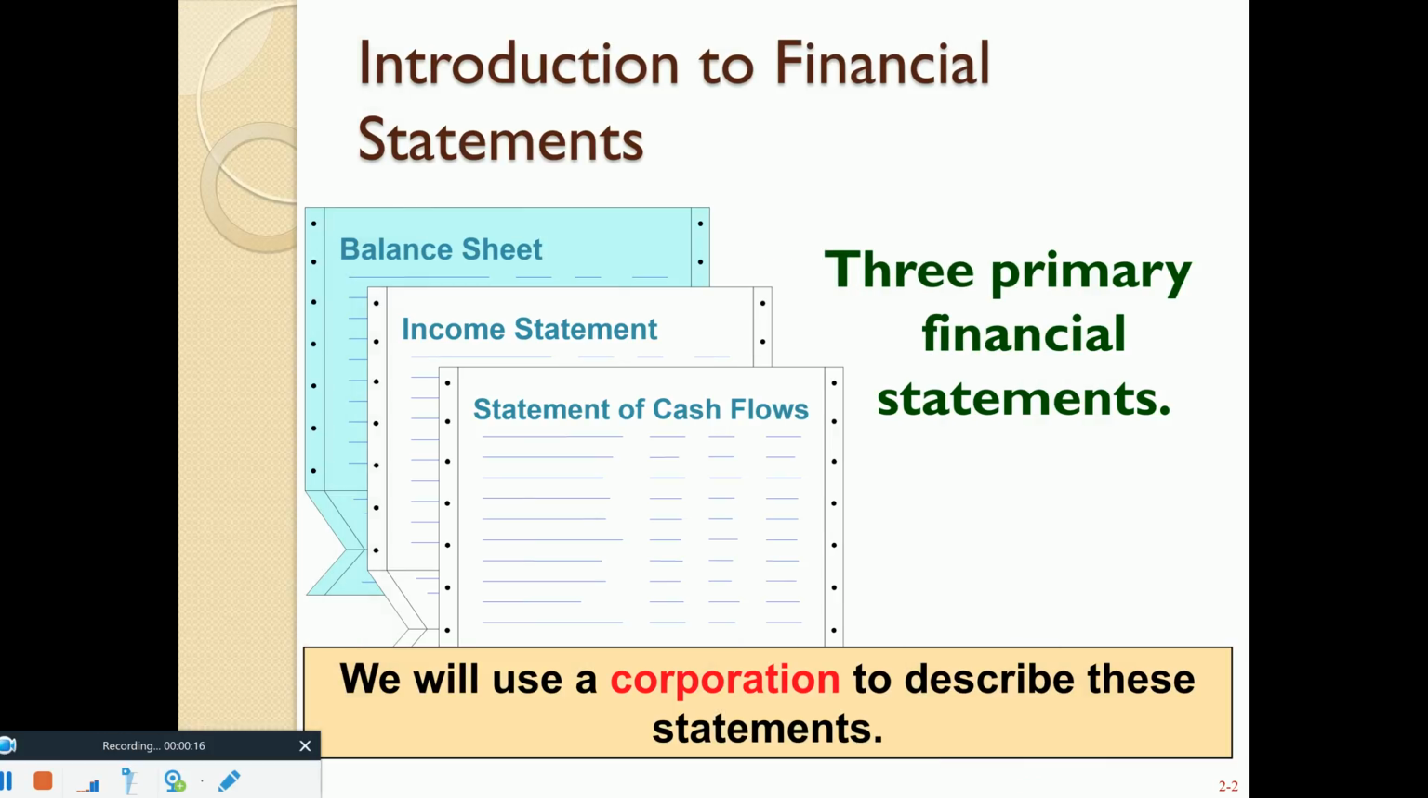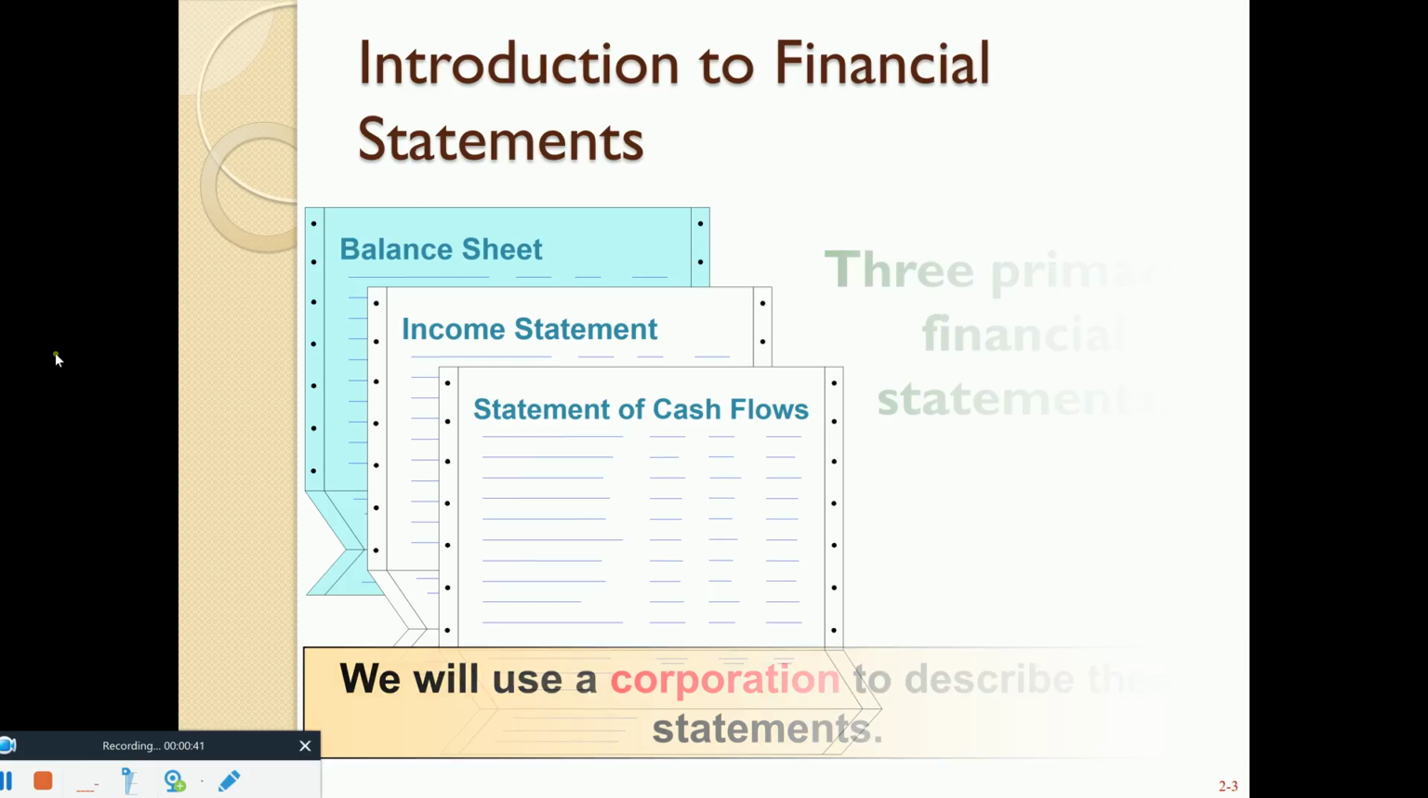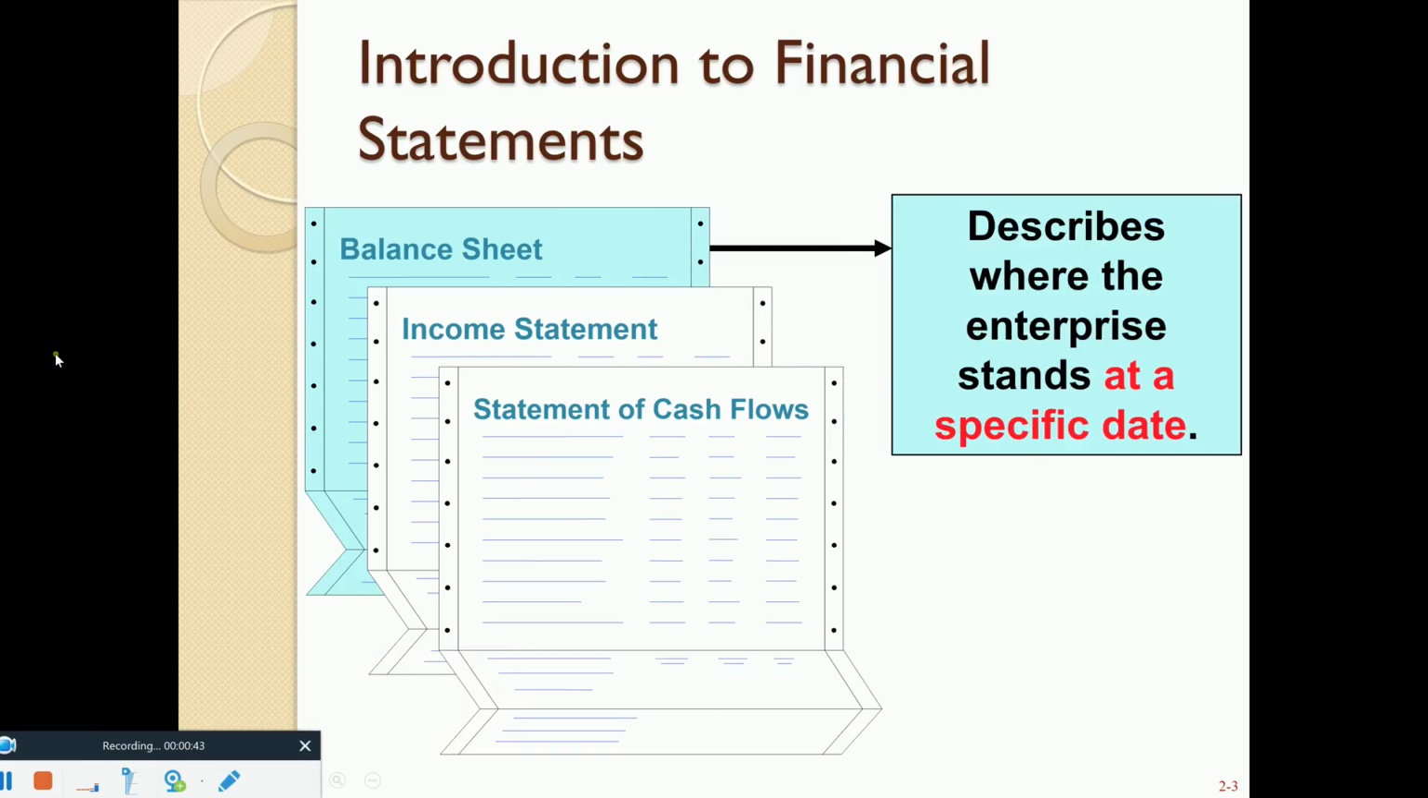All right, and as we stated in Chapter 1, there are three primary financial statements, actually four. And as you see them here, the first one is called the balance sheet. Second one is called the income statement. The third one is a cash flow statement. There's also a fourth financial statement called a stockholders' equity statement, and we'll study that later in the course as well. So first, let me explain what the balance sheet is all about.